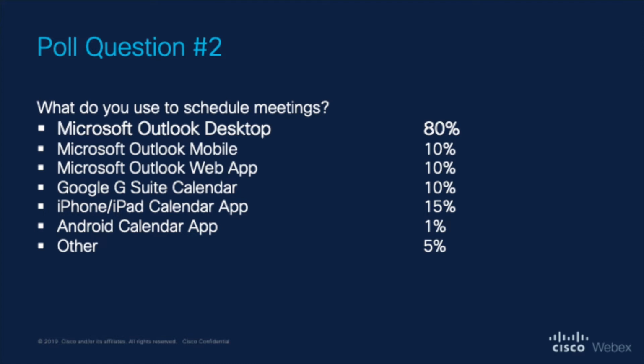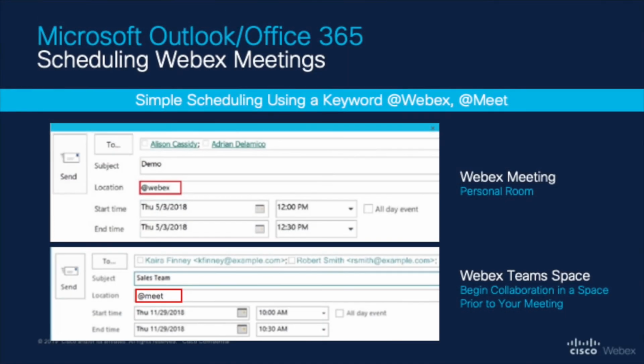Overwhelmingly, 80% are using Microsoft Outlook Desktop, with everyone else kind of an also-ran at around 10%. So you got 10% using Microsoft Office Outlook Mobile, Microsoft Outlook Web App, another 10% using G Suite, and about 15% saying they use iPhone, iPad, calendar app. 1% saying they use the Android, and 5% saying other, but the majority, 80%, Microsoft Outlook Desktop. Okay, that's about on par with what I would have presumed as well. So it's probably right up the alley of what we expect.